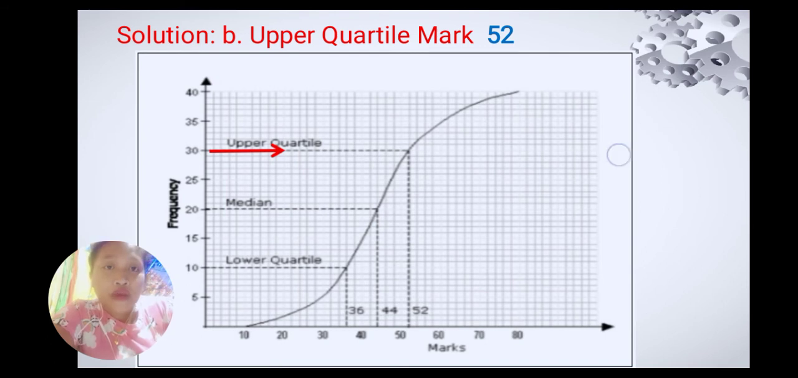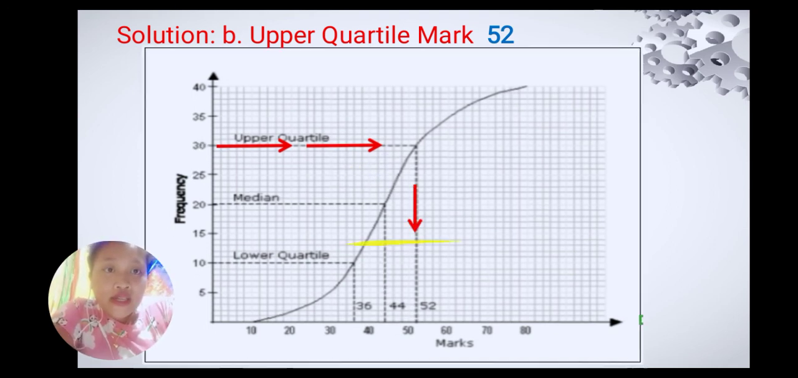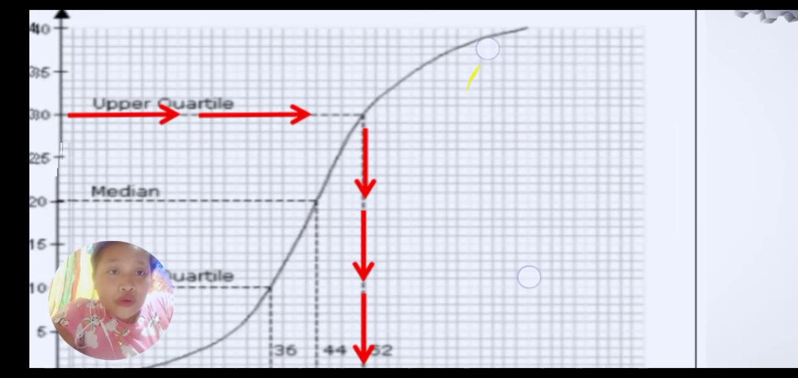I have a graph here also. As you can see, this is the upper quartile. To find upper quartile marks, connect 30 down to the curve, down to the x-axis. So you can easily identify 52 as the upper quartile.